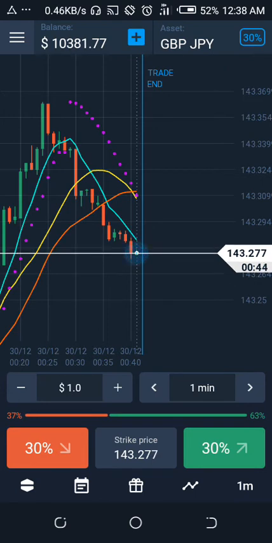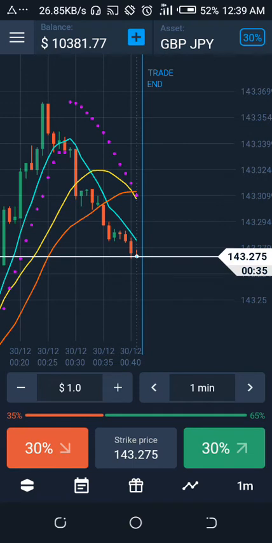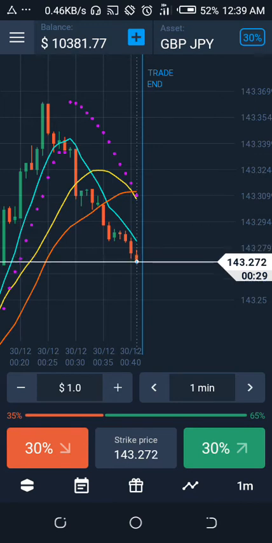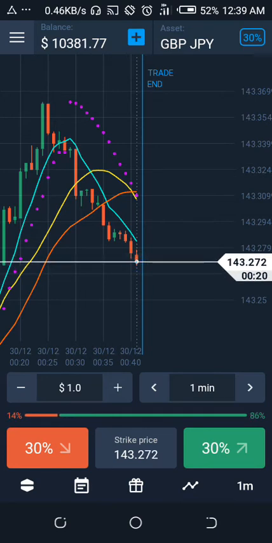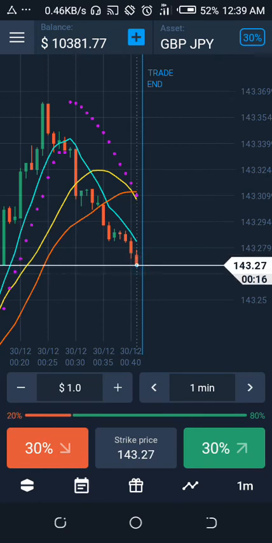Don't forget, this is a demo trade, and we have been given $10,000. These $10,000 have turned into 10,381. But honestly, you have to apply money management if you really want to be successful in binary trading. If you want to become a successful trader, you have to apply money management.